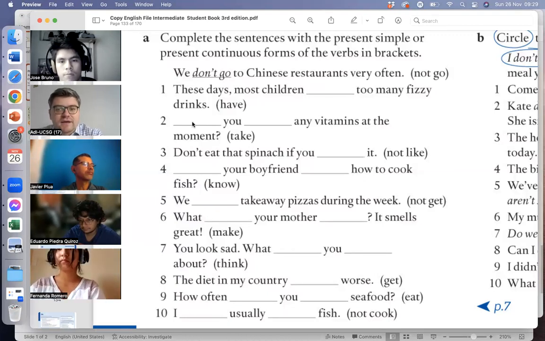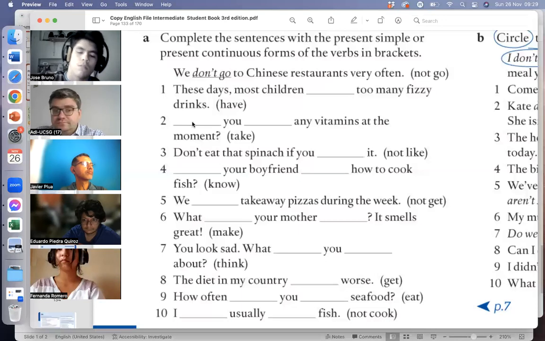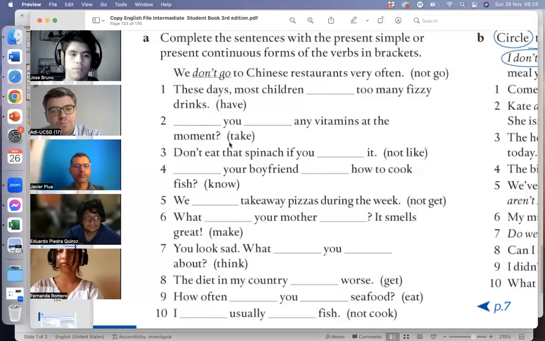Do you take any vitamins? That's it. Like generally, yes, every single day I take vitamins. So the same we could ask. But once we see the time expression "at the moment," that indicates to us and tells us that we are talking at the moment of speaking. And in those cases, absolutely correct that we are going to be using present continuous.